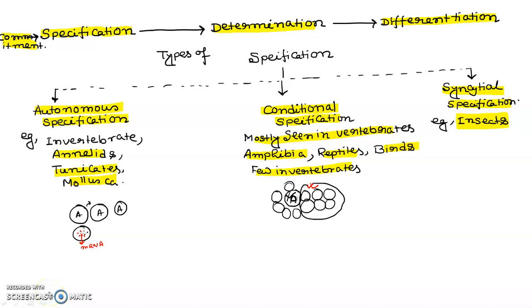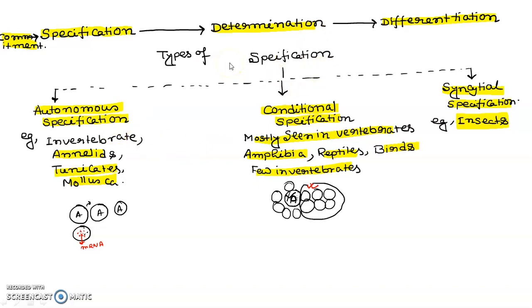Now see that in development, first is commitment. Commitment produces specification, then determination, then differentiation. So the final stage is differentiation, before that determination, before that specification, and the ultimate is commitment. So commitment, then specification, then determination, then differentiation.